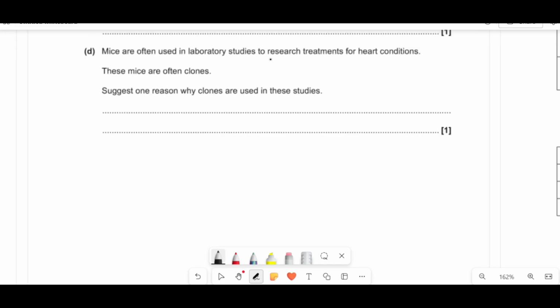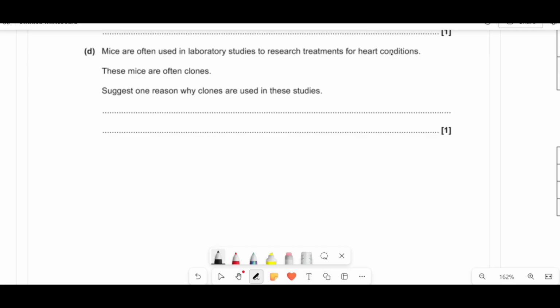So mice are often used in laboratory studies to research treatment on heart conditions. These mice are often clones. So, just one reason why clones are used in this study, right? If you're thinking about it this way, your independent variable is the treatment. The dependent variable is their response to treatment. I know that seems a bit pedantic, but if you think about it as, what could screw up what I'm measuring? The treatment responses.